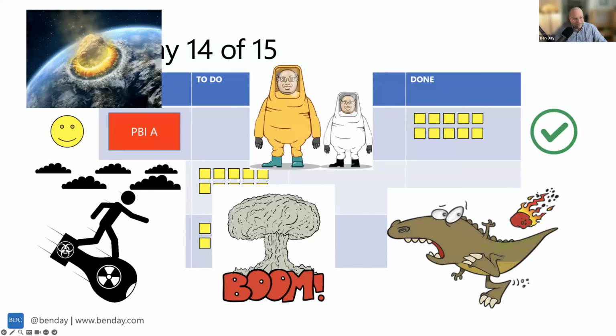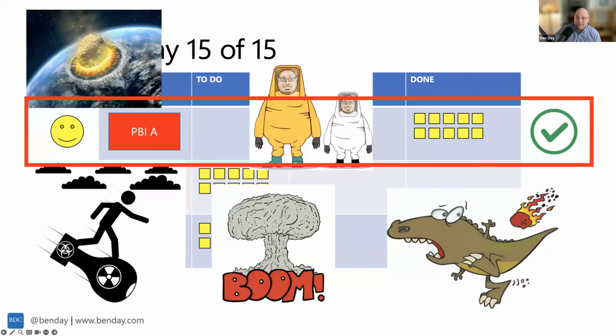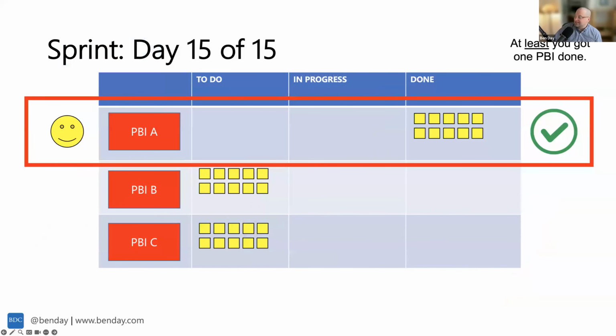The server room's on fire. Someone wins the lottery and doesn't come into work anymore. No one can find the password for Azure or the password for Amazon, it's just a disaster. Everything's just bad. But buried in here is a little bit of good news. And the good news is that you have one thing done. So at least one thing got completed by working this way. Day 5 through 15 was an absolute flaming disaster, but at least you got one thing done.